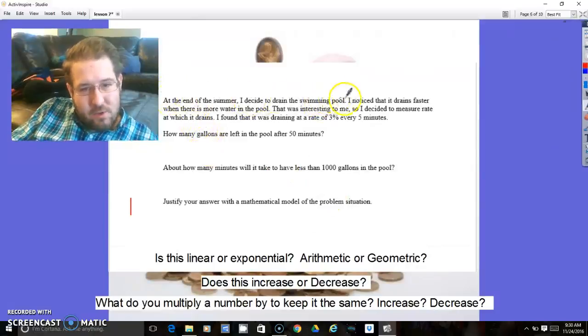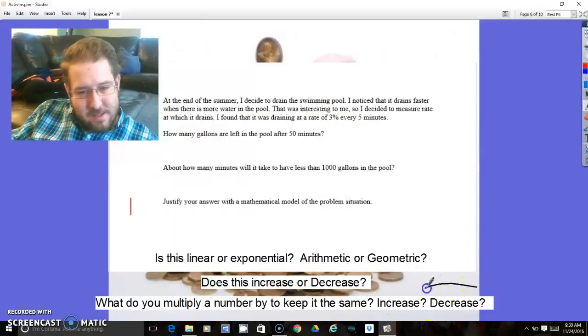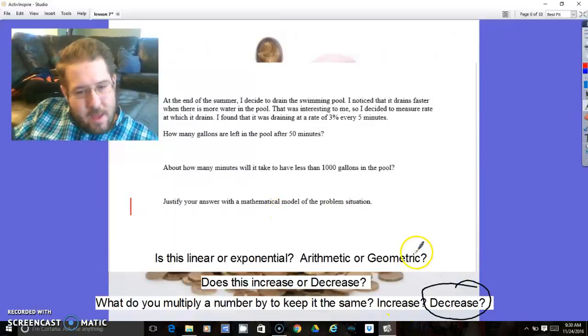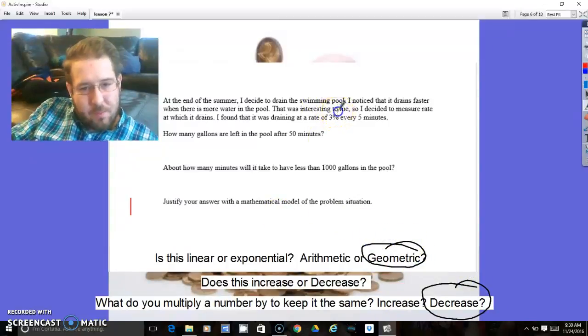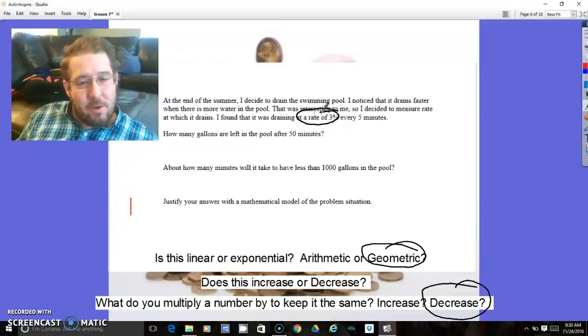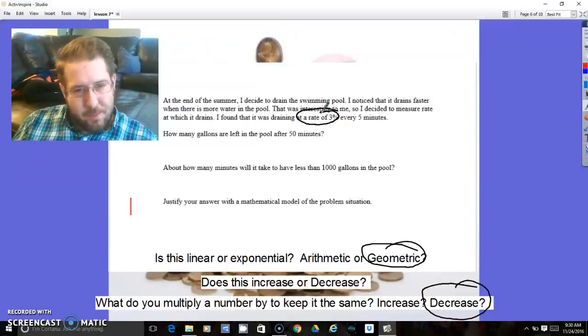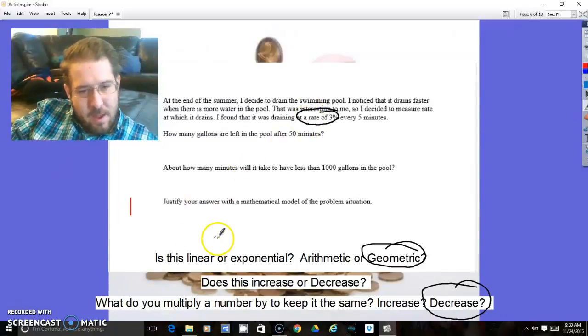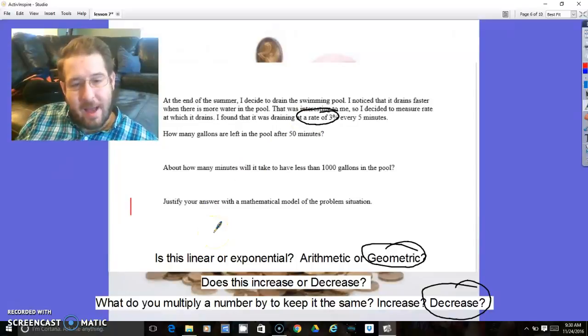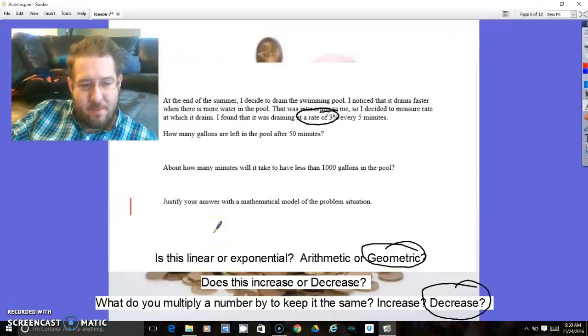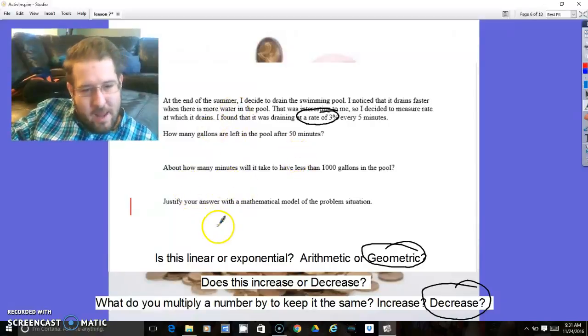At the end of the summer, I decided to drain the swimming pool. So now it's decreasing because we're draining the swimming pool. It's still a geometric sequence because we're multiplying at a rate. Anytime you're dealing with a rate, a percentage of means multiply. And if it's multiplication, then you know it's a geometric sequence. And if it's a geometric sequence, then you know you're dealing with an exponential function. Yeah, I know it's a lot to remember, but that's why I keep reminding you of all the same stuff, because you will get it.